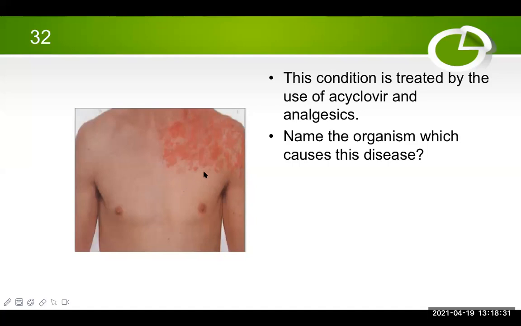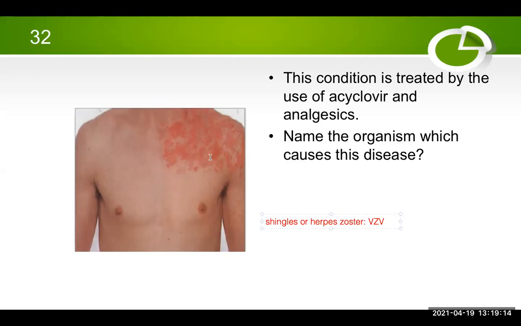Shingles or herpes zoster. Herpes zoster is the name of the disease here. It is not the name of the causative agent. So let me write it very clearly. This is known as shingles or herpes zoster. But the causative agent is varicella zoster virus. That is the causative agent here. Never forget it. Quite a confusing question for the student if you do not pay attention.